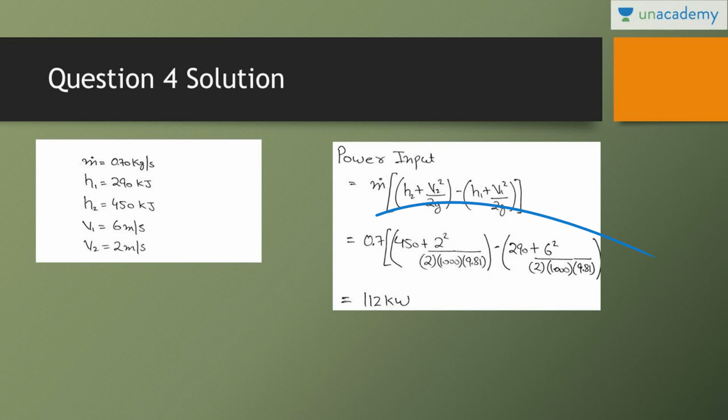If you put these values in, mass flow rate, enthalpy, velocity, keep in mind it is 450 kilojoule, that's why it is 2 square by 2 into 1000. It is V1 square, 6 square, that is why 2g, 2 into 1000. So the power is equal to 112 kilowatt. I think this is pretty much clear to you all.